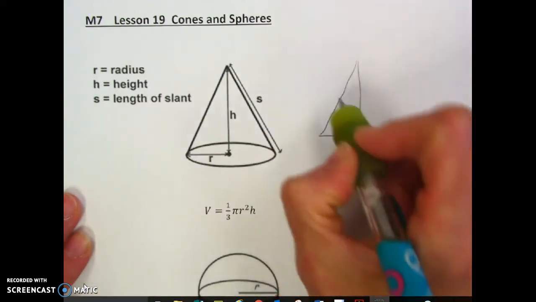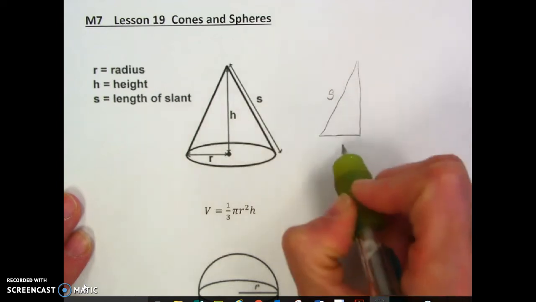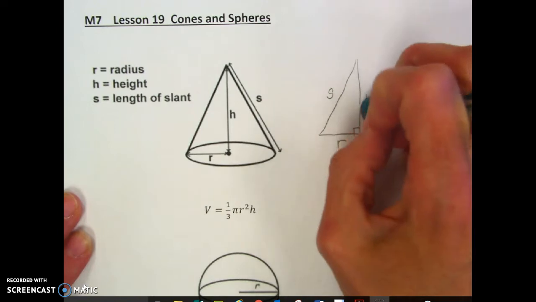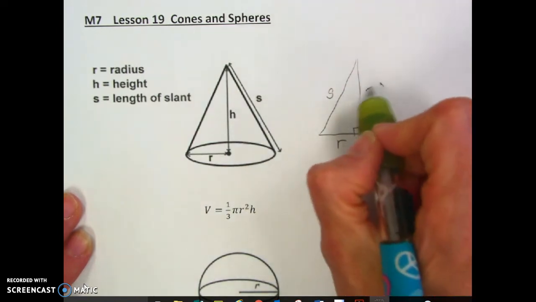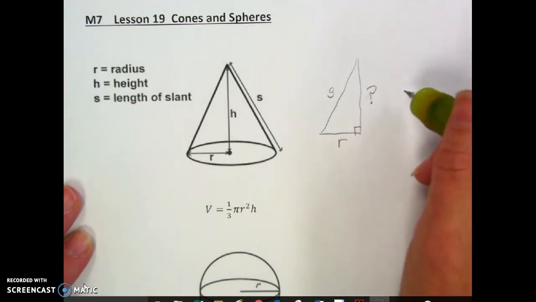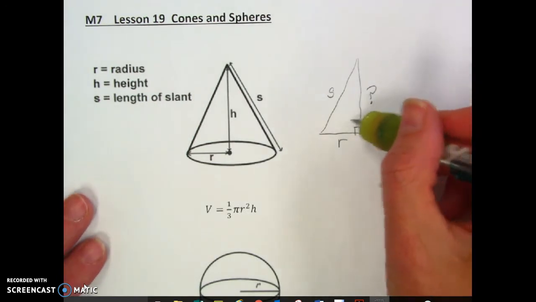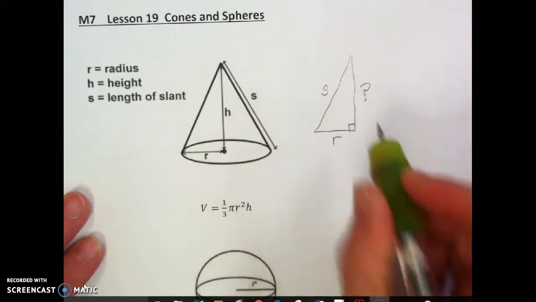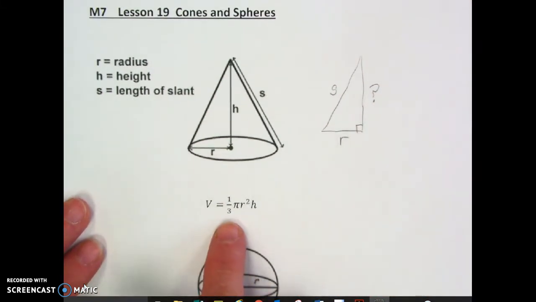If they tell you this number, and they tell you this number, but they don't tell you this number, how are you going to calculate what that number is? How would you be able to figure out what that missing side here is? Well, you should be able to use the Pythagorean Theorem and find this missing side for your height. Now remember, just in case you forgot, the formula for volume is 1/3 times pi times the radius squared times height. But you might have to calculate that height.